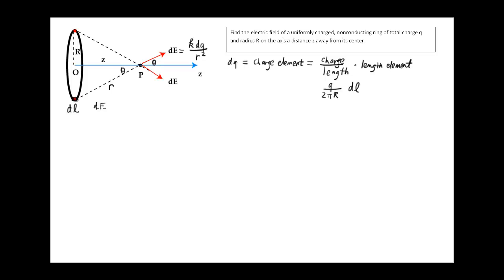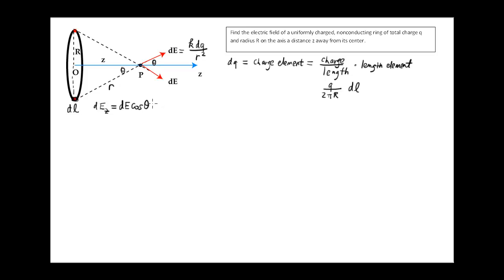dEz, the z component will just be the magnitude of the vector dE times, in this case, the cosine of theta. Cosine of theta gives the horizontal component, or the z component, and cosine theta, we can express that very easily using the right triangle that is part of the ring. There's a right triangle there. Cosine theta will be the radius divided by the distance little r.